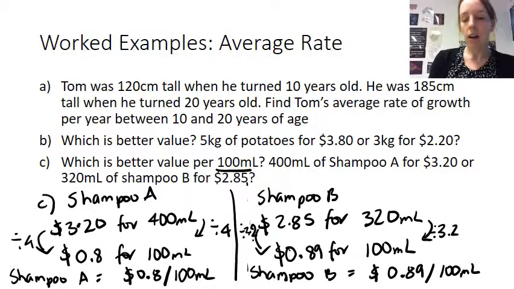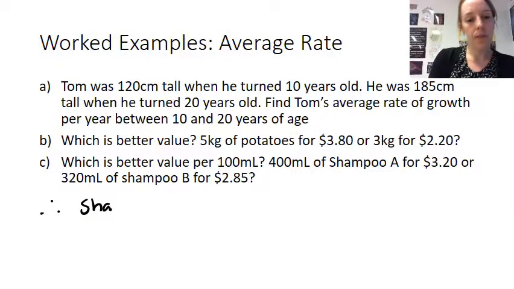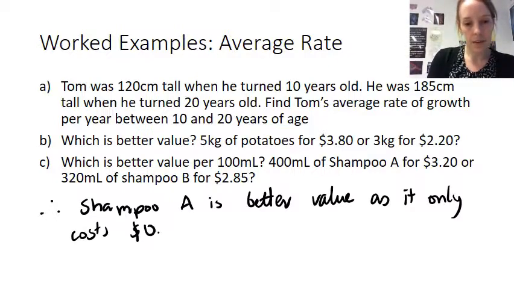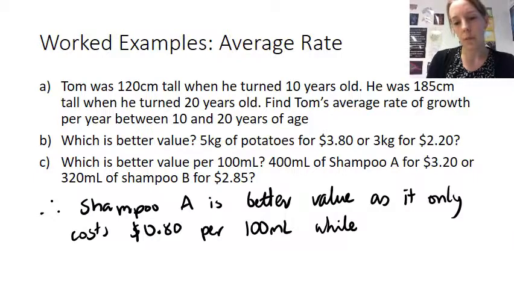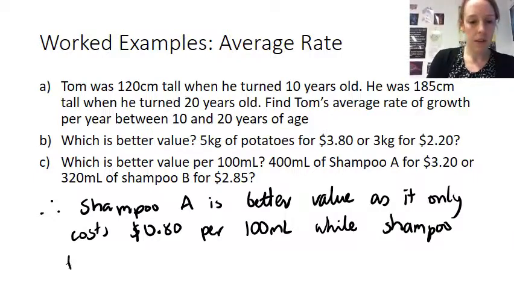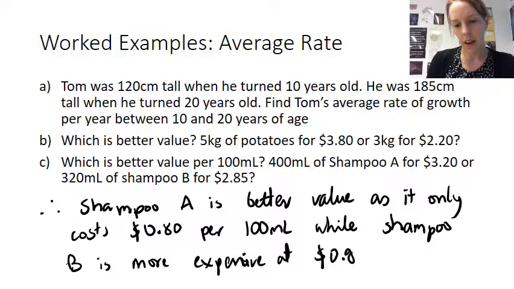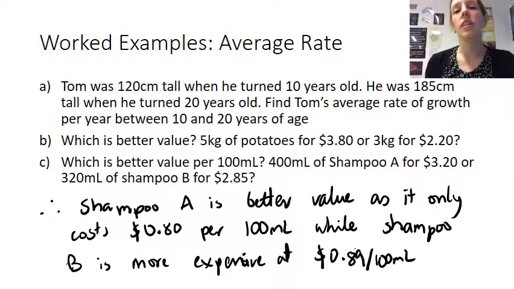I'm going to have to clear the page. So therefore, shampoo A is better value as it only costs 80 cents per 100 milliliters, while shampoo B is more expensive at 89 cents per 100 milliliters. So there you go. It's just something written like that.